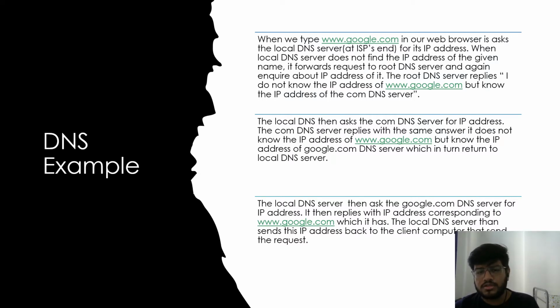The local DNS server then asks the google.com DNS server for its IP address. It then replies with the IP address of the corresponding www.google.com, which it has. So the local DNS server then sends the IP address back to the client's computer that sent the request.